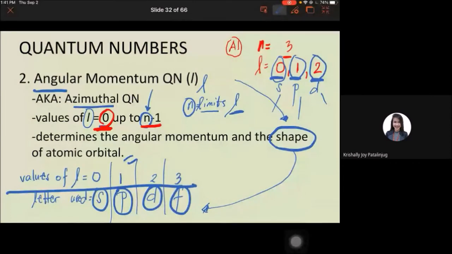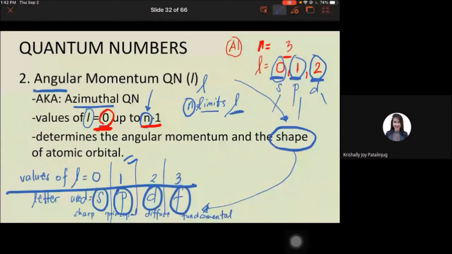Saan ba galing yung mga letters na yan? Yung S, P, D, and F. Actually, class, trivia lang, no? Ang S, P, D, F, this actually comes from the word sharp. Okay, sharp. P for principal. D for diffuse. And F for fundamental.